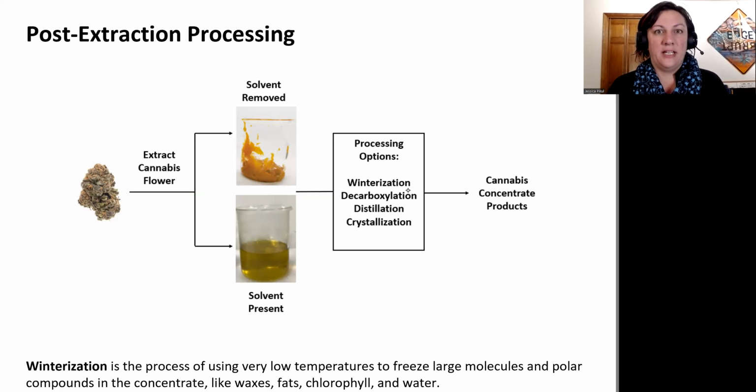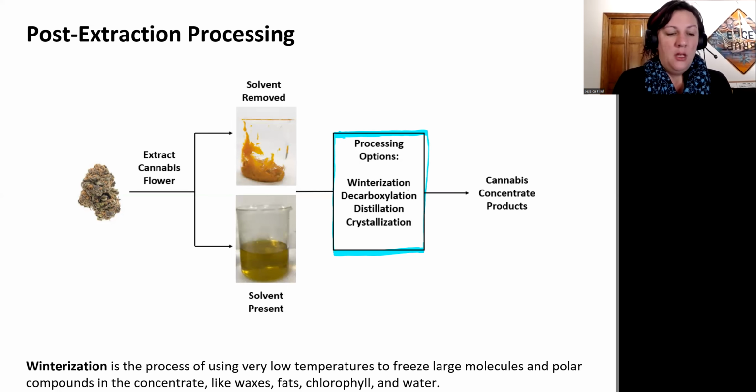In this series of lectures, we are going to focus on how cannabis concentrates are processed after the extraction is complete. So we're going to focus on this part right here, highlighted in blue. And we're going to talk about winterization, decarboxylation, distillation, and crystallization. And focus on each one individually.